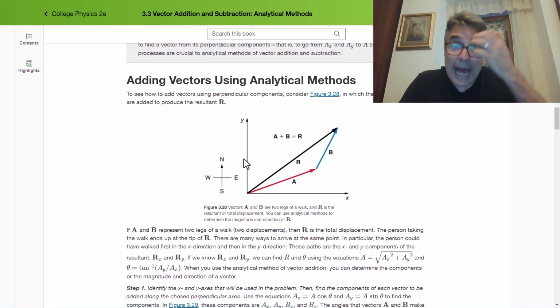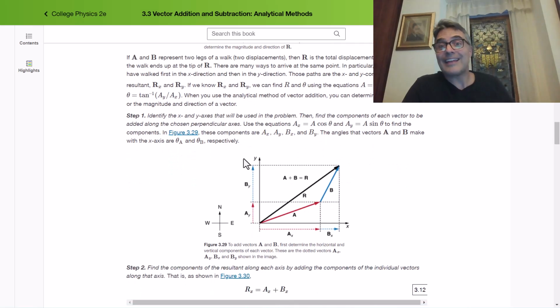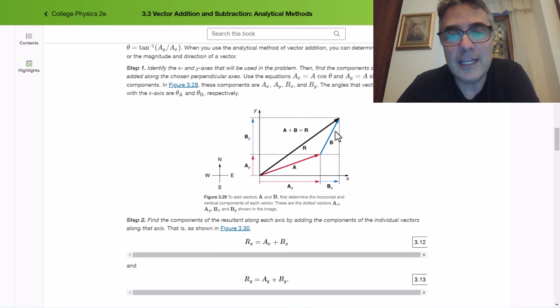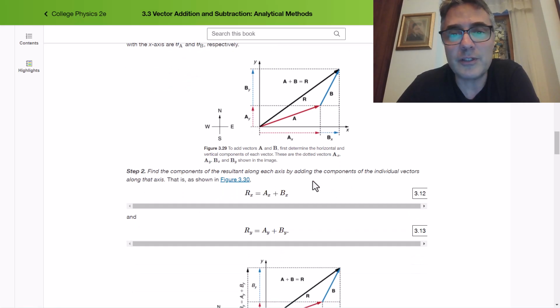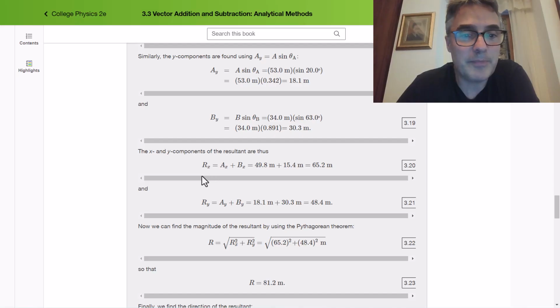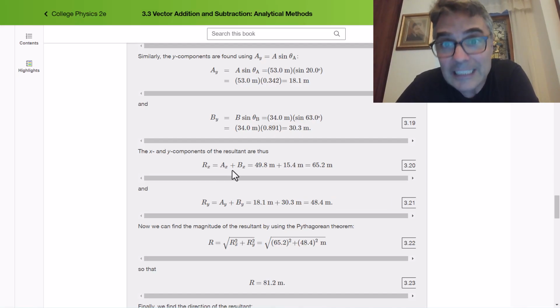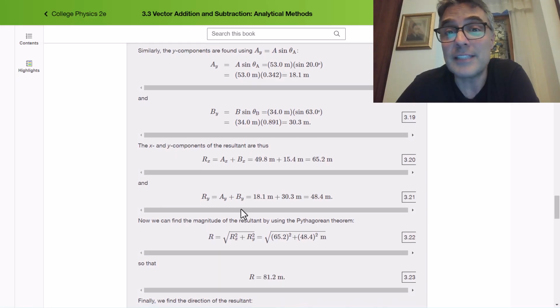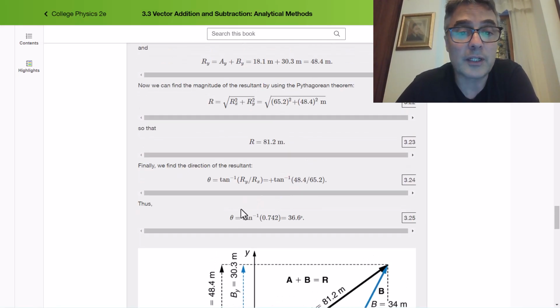Now, if you want to add vectors, you just add the components. And this is the real beauty of the whole method. If you've got A and B and you want to add them, forget about doing all the head to tail. All you just do is you say, if R is A plus B, then Rx equals Ax plus Bx, and Ry equals Ay plus By. It's as simple as that. You just add the components and it all works out.